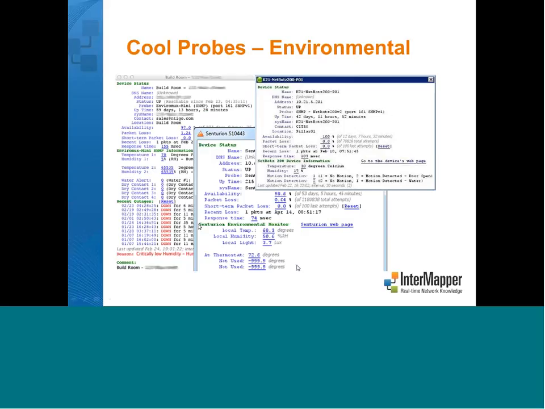This is a probe for the Centurion environmental monitor. It shows temperature, humidity. It also shows light levels, so that if you have a lights-out operation and the lights come on in the middle of the night, that might be interesting to know about. This is NetBotz, which comes from APC. It's a very common environmental monitoring tool.